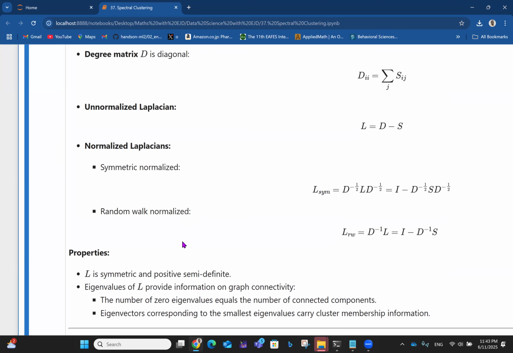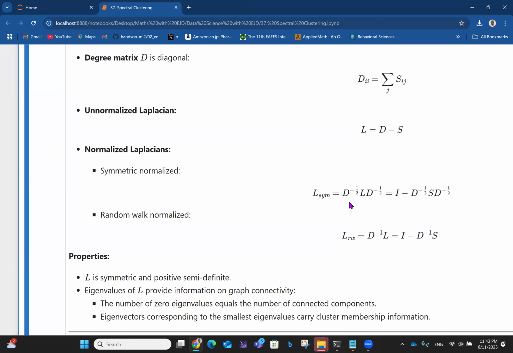Then we have the normalized Laplacians, that's the symmetric normalized. So you have L_sym equals I minus D inverse S D inverse, like that. Then you have the random walk normalized, so that's L_rw. D inverse L equals I minus D inverse S.